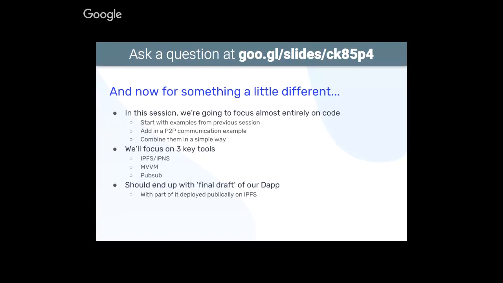What we should end up with is a final draft, if you will, of our profile DAP. And the best part is we're going to deploy part of it, at least, publicly on IPFS so that it can be made available to the wider public, rather than doing what we've been doing so far, which is just running it as a local server on your machine. So part of it will still run locally, and then part of it will be accessed from IPFS.